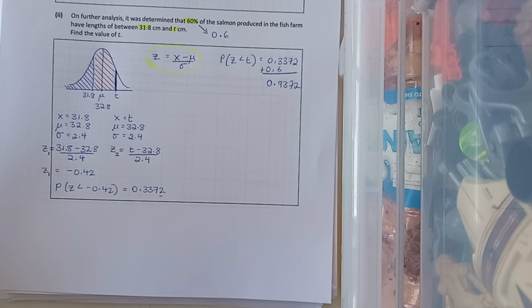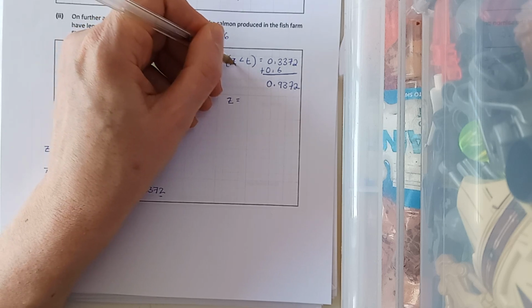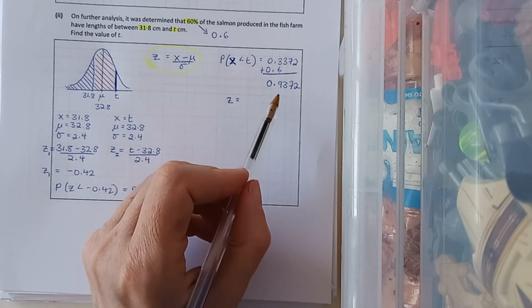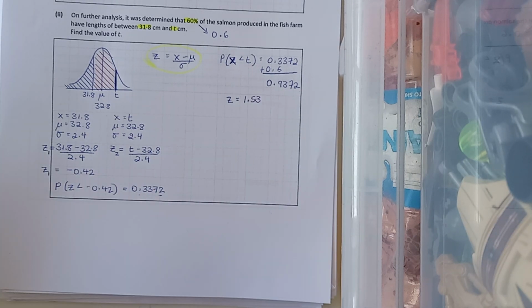So all I have to do now is go off and look up what Z value in my log tables corresponds to that. And when you're looking that up, look up the number that is closest to 0.9372. I'm just spotting a little technicality that I should fix. I should really say X is less than T because T isn't a Z value. Anyway, it doesn't matter. When I look up my log table 0.9372, the Z is 1.53. Now that Z value is the Z value for T.